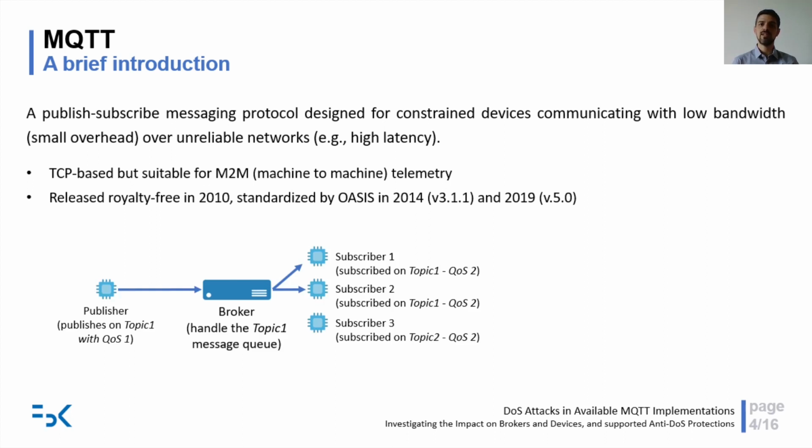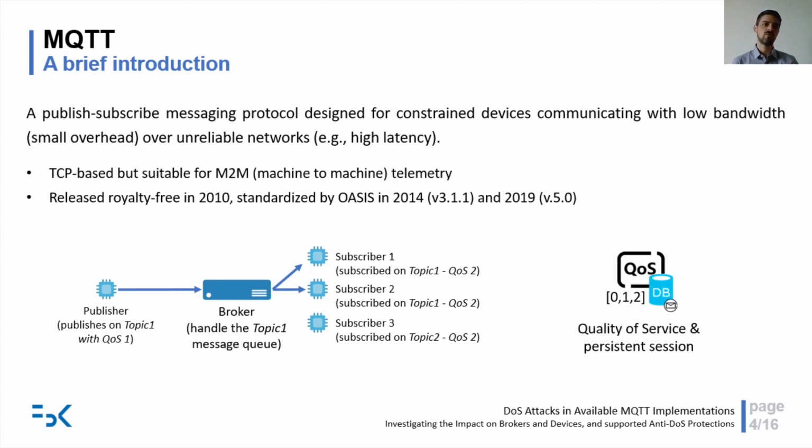MQTT prescribes two entities: clients that connect and publish messages on topics, which can be described as message queues, or connect and subscribe to topics to receive those messages. Then there's a broker that handles the sessions and message exchange.